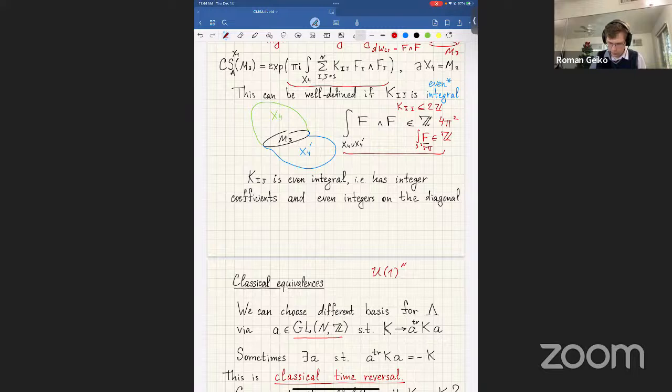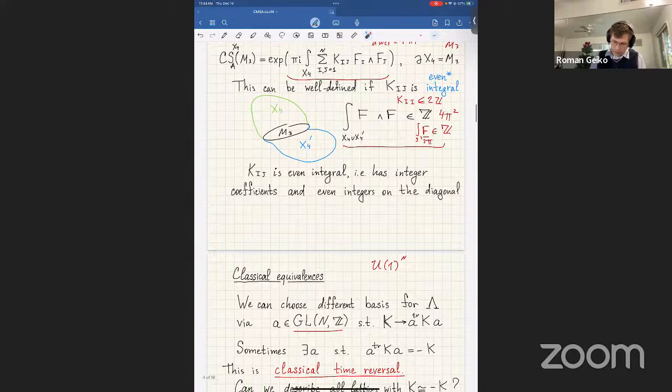And with this transformation, the K matrix will transform as a symmetric bilinear form should transform. So in other words, we are not quite interested in K as is. We are rather interested in the equivalence class with respect to these transformations, right? And what a classical time reversal symmetry is: if we change the orientation of space-time, our Chern-Simons form picks up a minus sign, but then we can undo this transformation by just choosing different bases. So after all, yeah, it might happen with this integral magic.